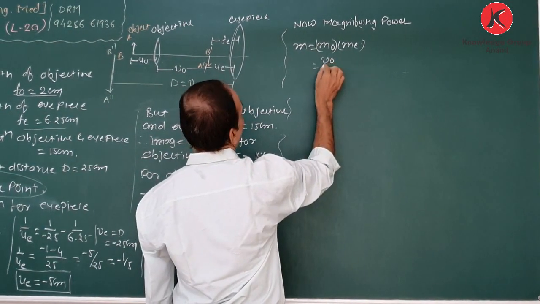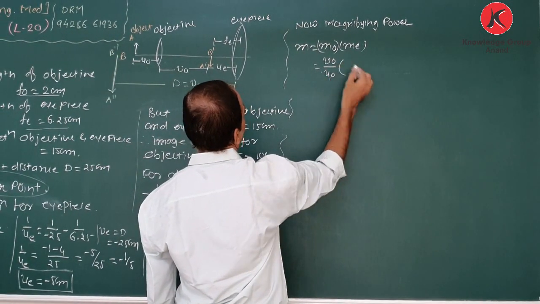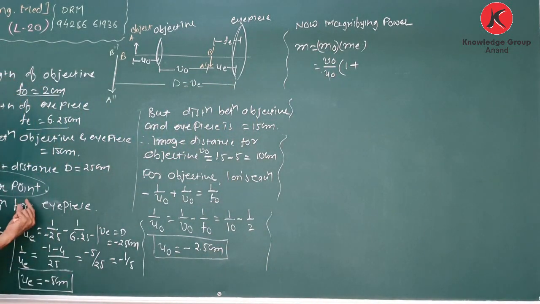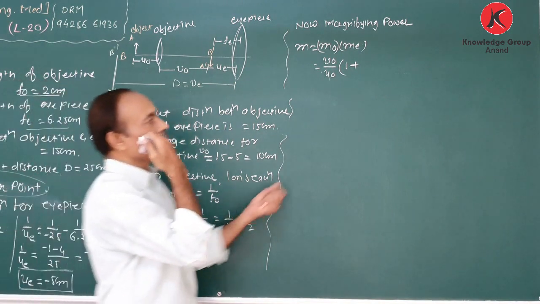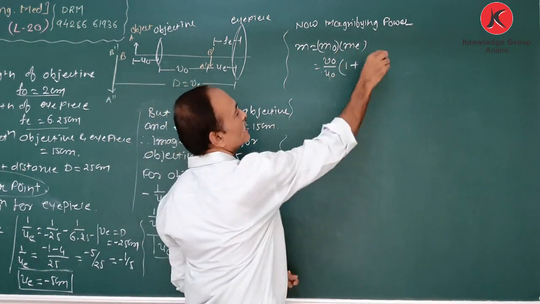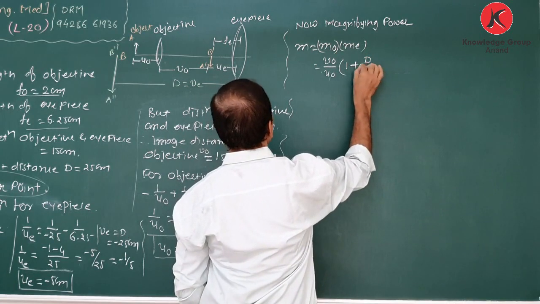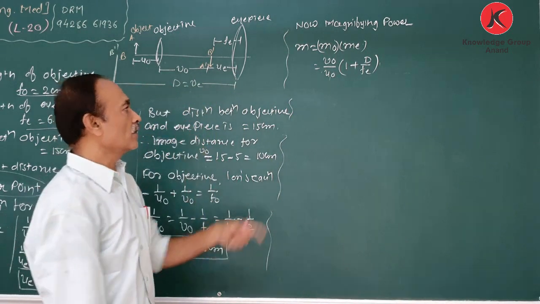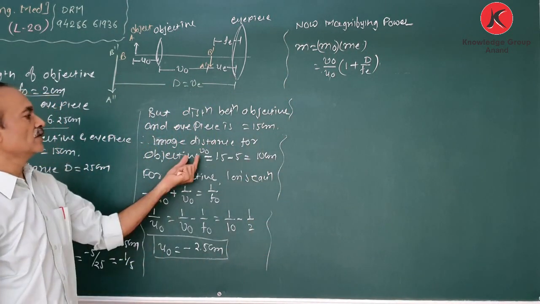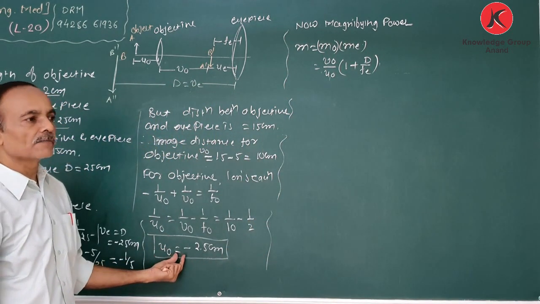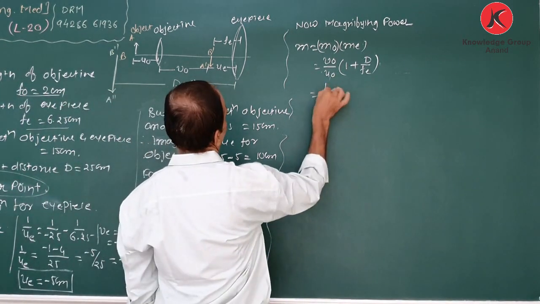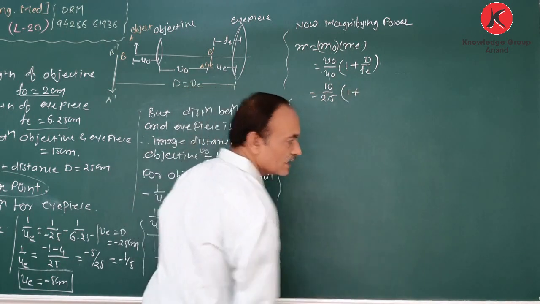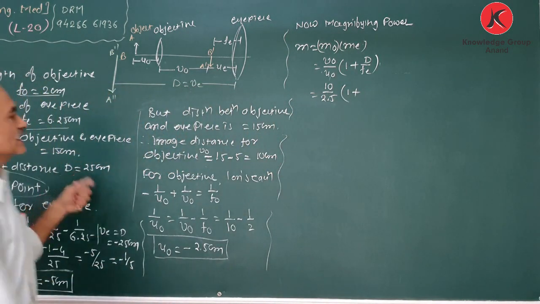Magnification of objective is V0 upon U0, into the magnification of the eyepiece. The image formed by the eyepiece is at near point distance. Therefore, in case of near point distance, the magnification of eyepiece is 1 plus D upon F. Now, what's the value of V0? V0 is 10, U0 is 2.5. Therefore, 10 upon 2.5, into 1 plus D, D is our 25 centimeter.